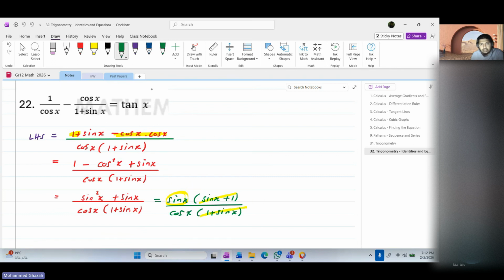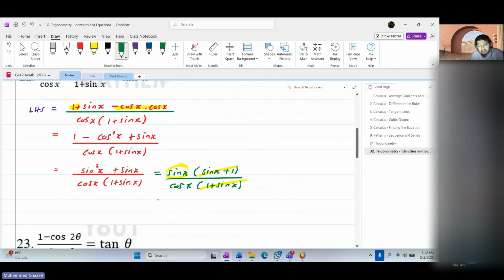So what are you left with? You are left with sine x over cos x, which is clearly equal to tan x, which is the right-hand side. Okay, hope you guys understood that. Let's look at the next one.